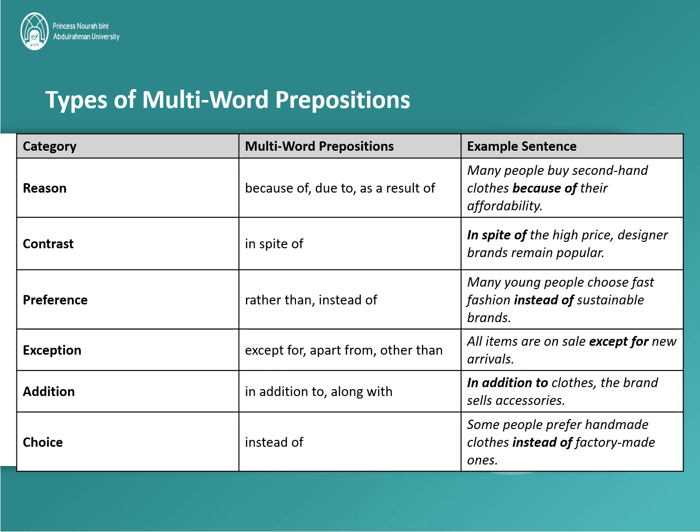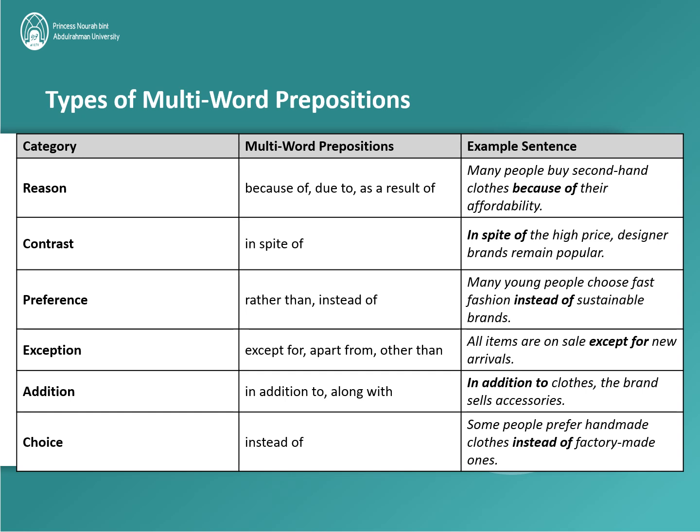Here are some types of multi-word prepositions that you can use. For reason, you can use because of, due to, as a result of. Here's an example. For contrast, you can use in spite of. For example, in spite of the high price, designer bags remain popular.